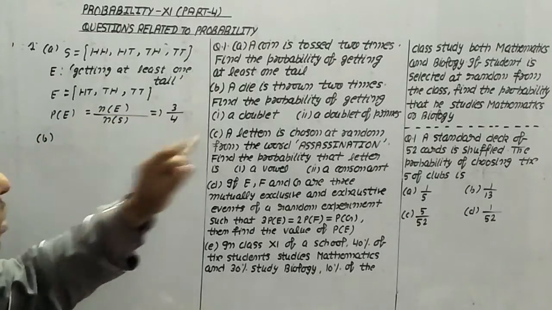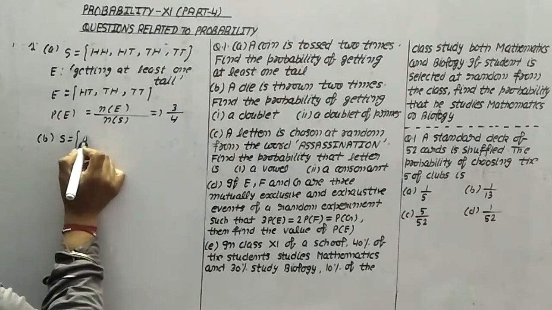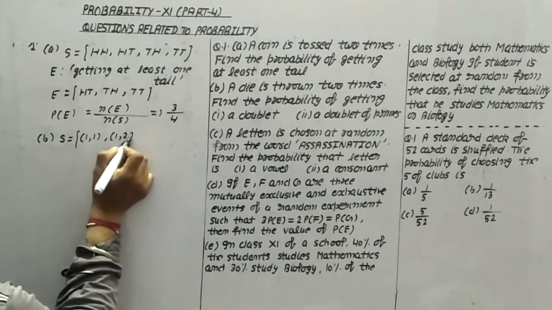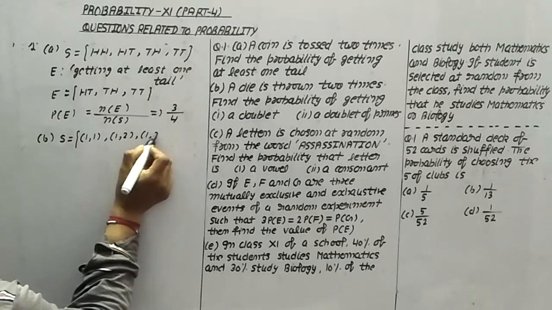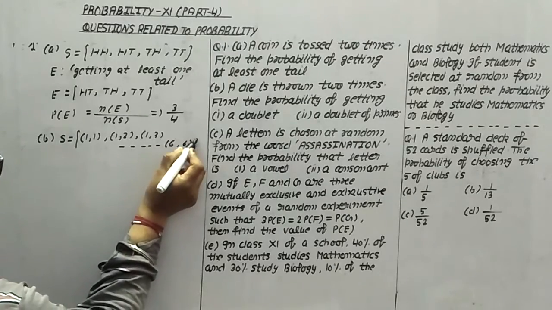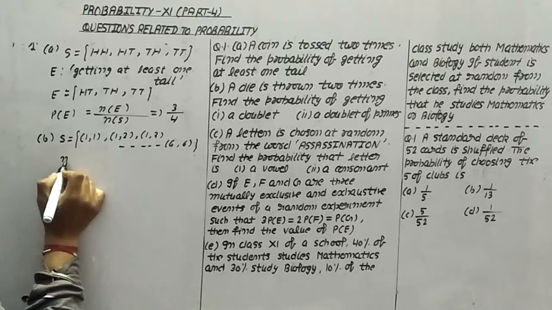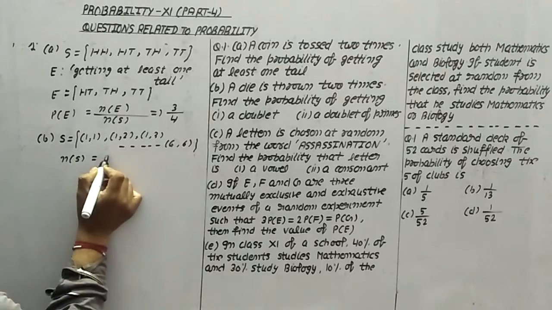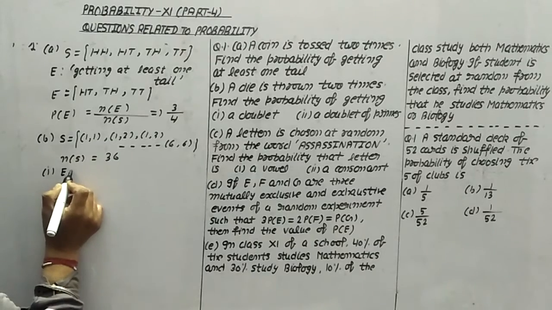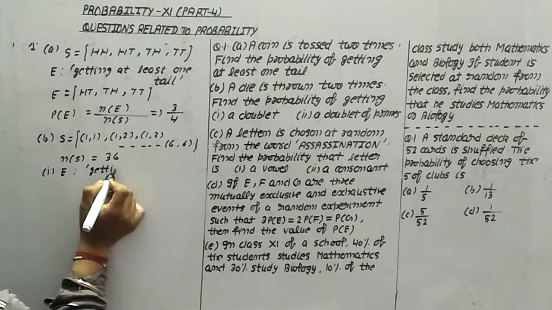Now, a dice is thrown 2 times. You know very well, if a dice is thrown 2 times, then what will be the sample space? 1,1, 1,2, 1,3, and so on up to 6,6. Now what they are saying: find the probability of getting a doublet. Here you can say directly the number of elements in S is 36. Now first part, let E be the event getting a doublet.